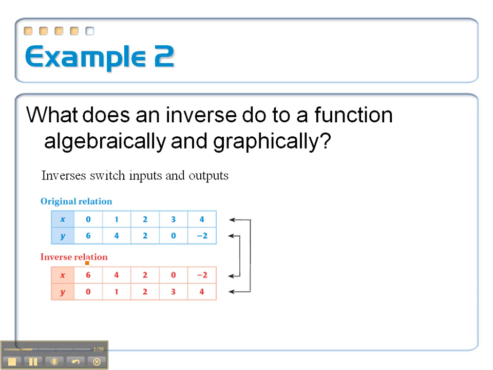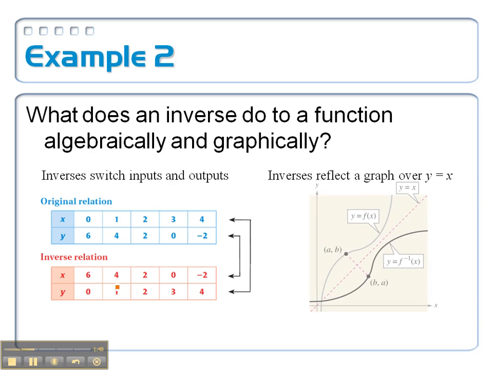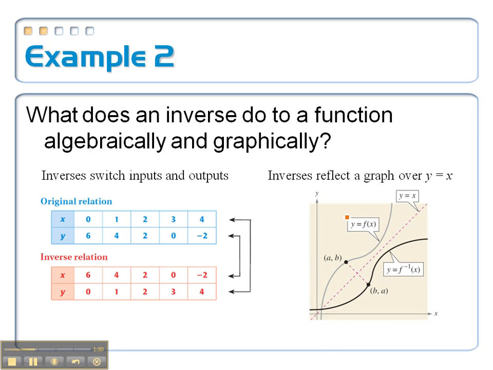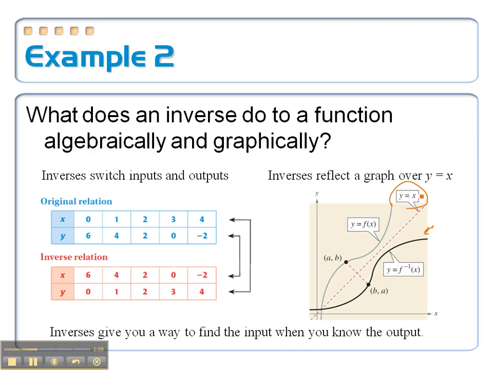The inverse switches those things around. So instead of 0, 6, I have 6, 0. Instead of 1, 4, I have 4, 1. If I look at the graph of this, here's the original function, the one that's bold in black. An inverse reflects it across the line y equals x. So what an inverse does is give you a way to switch the inputs and the outputs. Instead of being given the input and trying to find the output, you're given the output and you want to find the input.